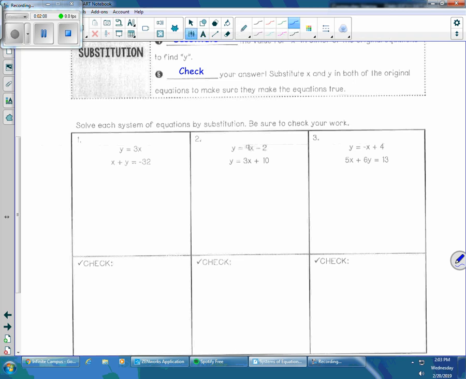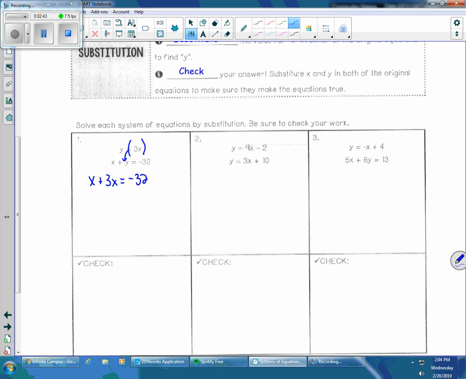So on the first example here, I've got two equations: y equals 3x and x plus y equals negative 32. One of the equations is already solved for y. It's already in slope-intercept form on the first equation, y equals 3x. So what I'm going to do is take that 3x, because I know y equals that, and substitute it into the other equation for y. So I'm going to rewrite the second equation: x plus 3x equals negative 32.